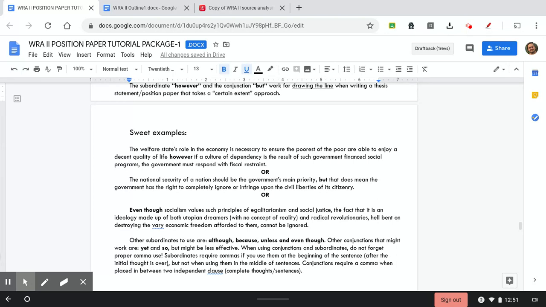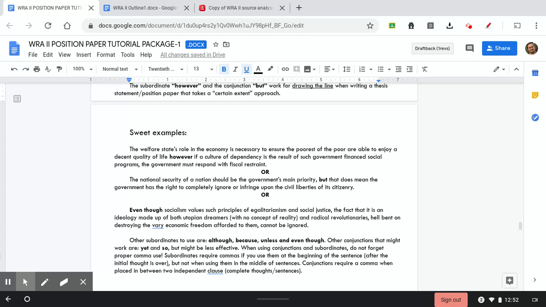However, this is where they bring in that subordinate. However, if a culture of dependency is the result of such government-financed social programs, the government must respond with fiscal restraint. So here we are seeing a middle ground position. Here's another one. The national security of a nation should be the government's main priority. But that does not mean the government has the right to completely ignore or infringe upon the civil liberties of its citizenry. Again, middle ground.